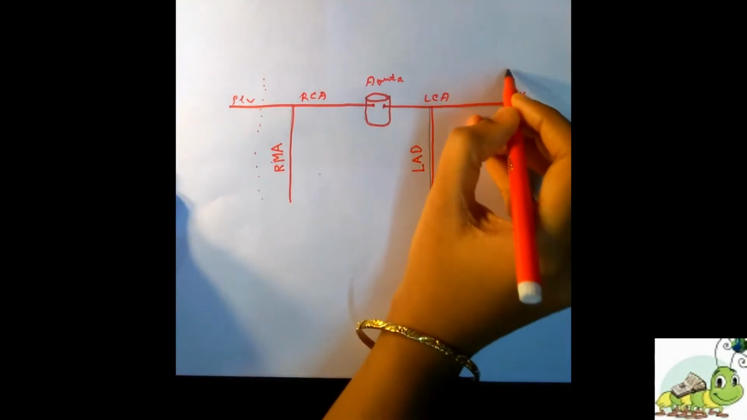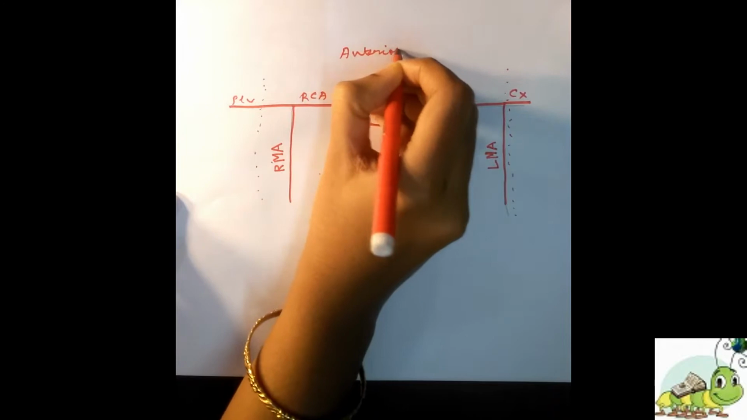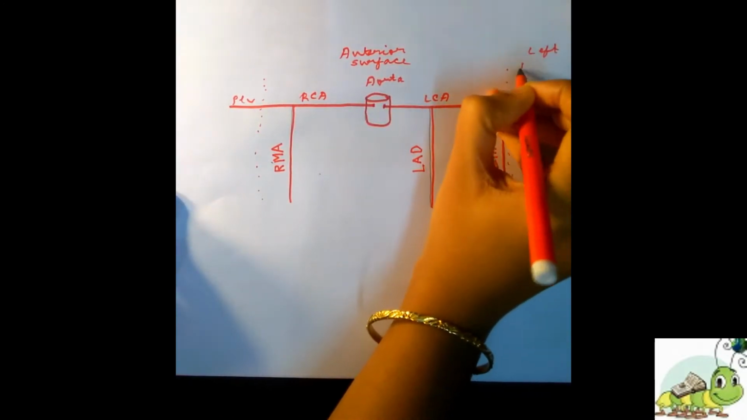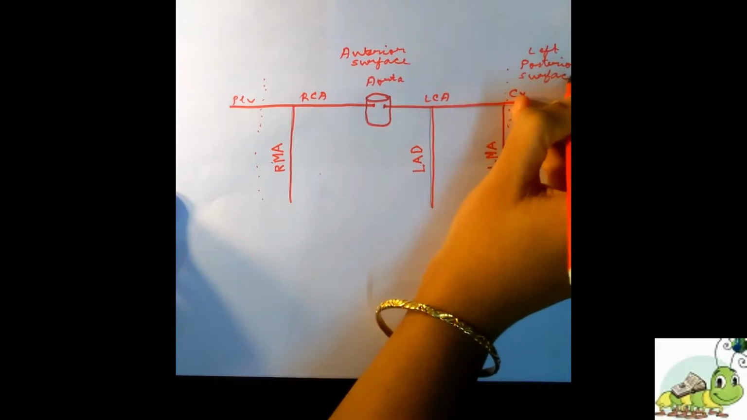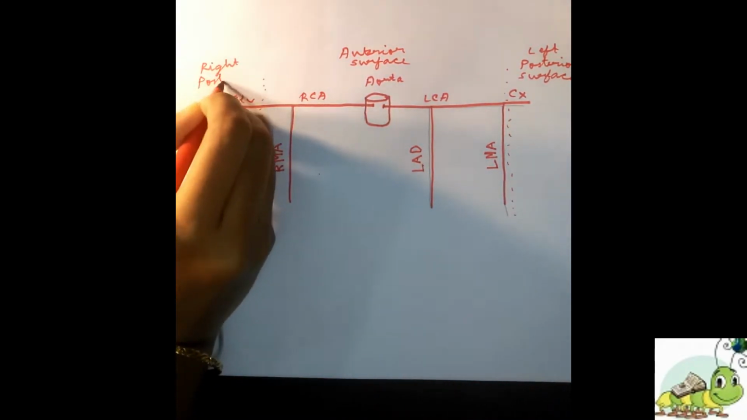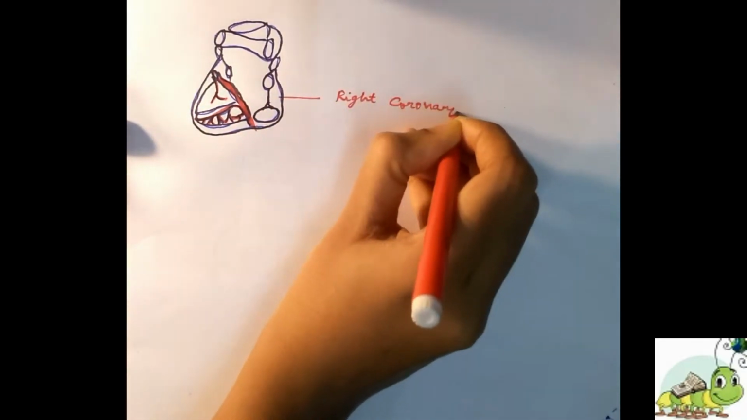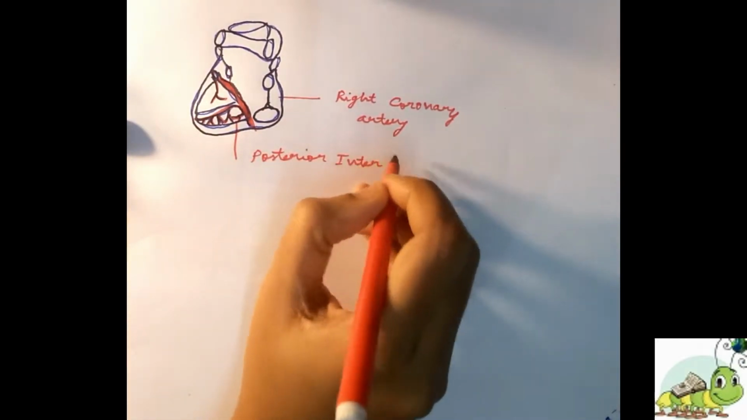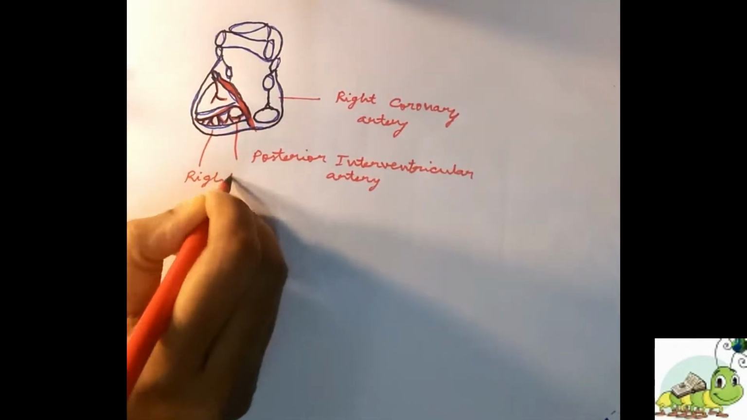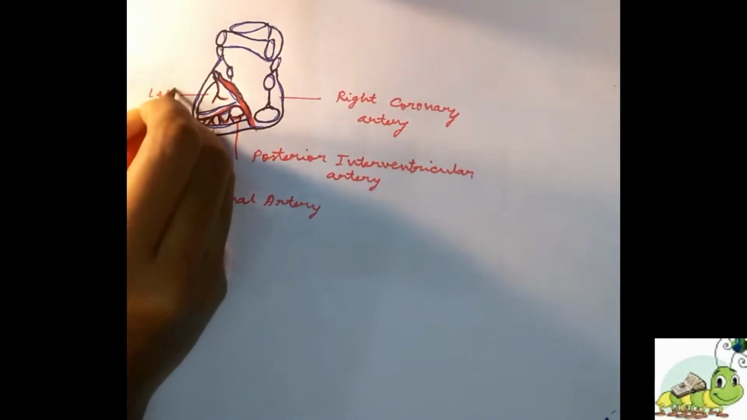The LCA passes between the left side of the pulmonary trunk and the left auricle. The LCA divides into the anterior interventricular branch and the circumflex branch. The anterior interventricular branch, LAD, follows the anterior interventricular groove towards the apex of the heart, where it continues on the posterior surface to anastomose with the posterior interventricular branch. The circumflex branch follows the coronary sulcus to the left border and onto the posterior surface of the heart. This gives rise to the left marginal branch, which follows the left border of the heart.